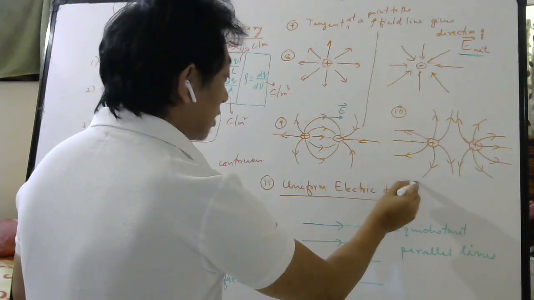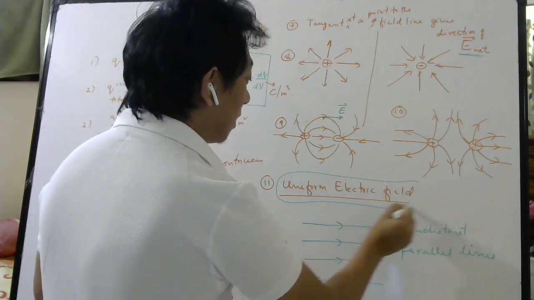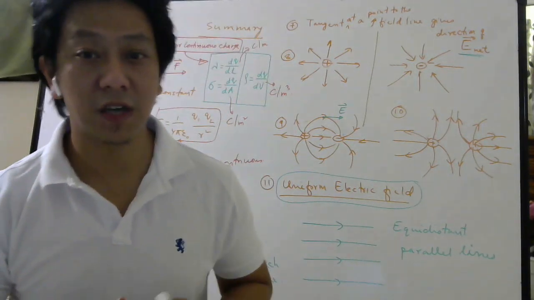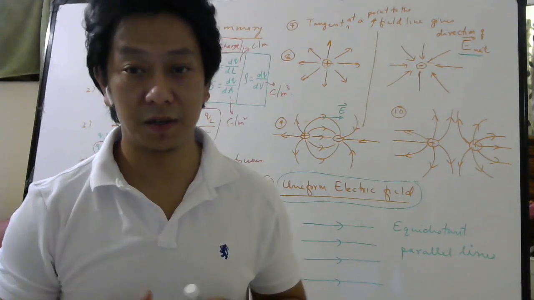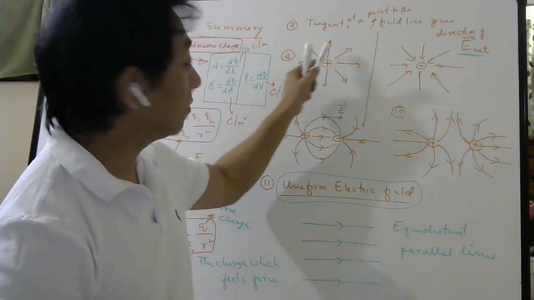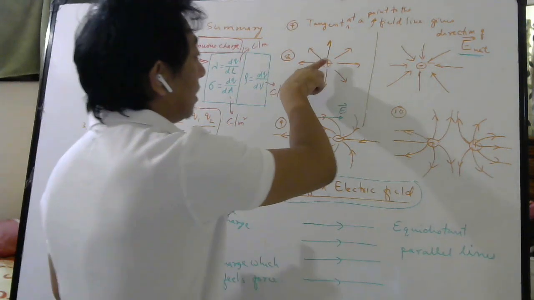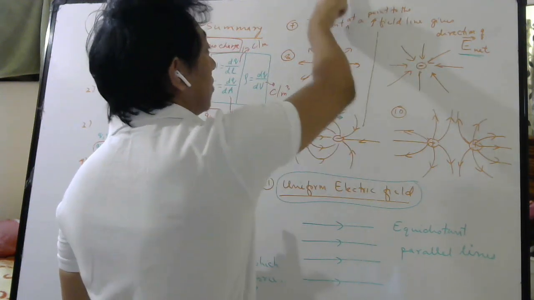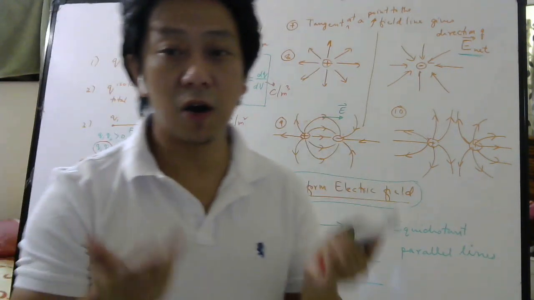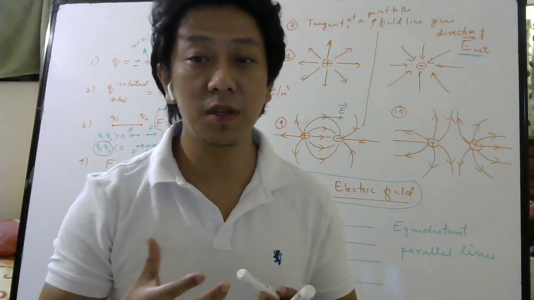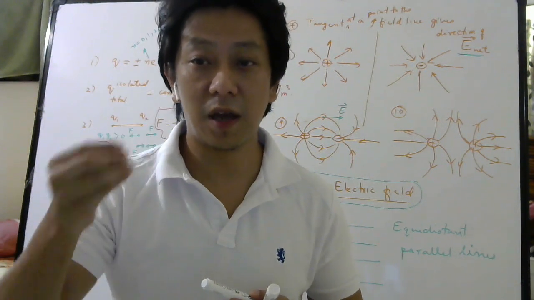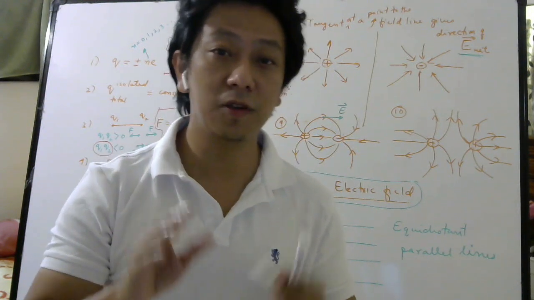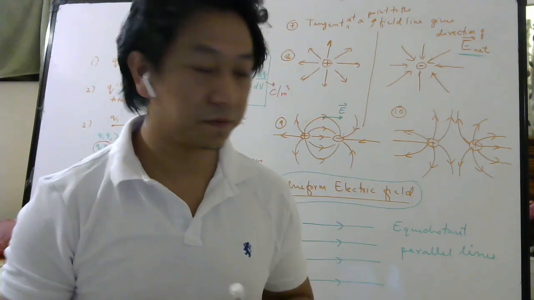Then the last point I want to tell you is uniform electric field. Later in the course, you will study what kind of charges produce uniform electric field. Is this uniform electric field? No, because you can see direction is changing. Here electric field is this way. Here electric field is this way. So direction is changing. So how can you call it uniform? Uniform means the magnitude and direction of electric field should be constant everywhere.